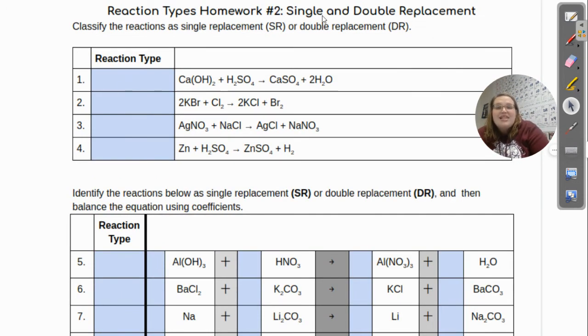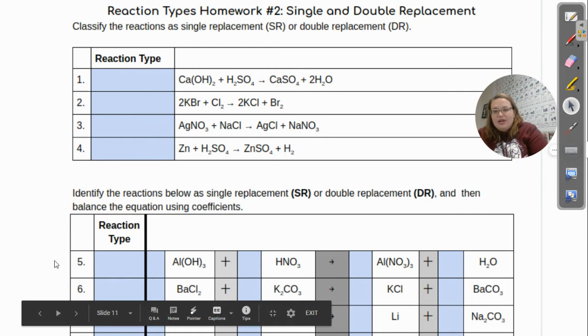Reaction type 2 is single and double replacement only. So it's either going to be a single replacement or a double replacement. If you have element compound yields element compound, like number 2, then it's single replacement. If you have compound compound yields compound compound, like number 1, then it's double replacement. So you're going to write SR or DR. Sometimes you'll see the word displacement, so single displacement, double displacement. It's the exact same thing. Displacement and replacement mean the same thing. So just like reaction type 1 homework, you're going to tell me what type it is and then balance.